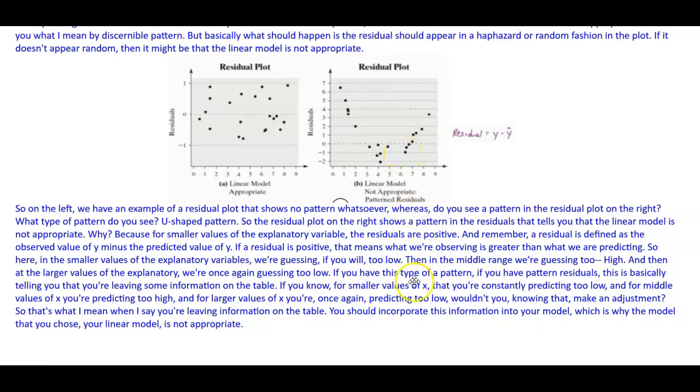So if you know for the smaller values of x that you're constantly predicting too low, and for the middle values of x you're predicting too high, and for larger values of x you're once again predicting too low, wouldn't you, knowing that, make an adjustment? So that's what I mean when I say you're leaving information on the table. You should incorporate this information into your model, which is why the model that you chose, your linear model in this case here, is not appropriate.